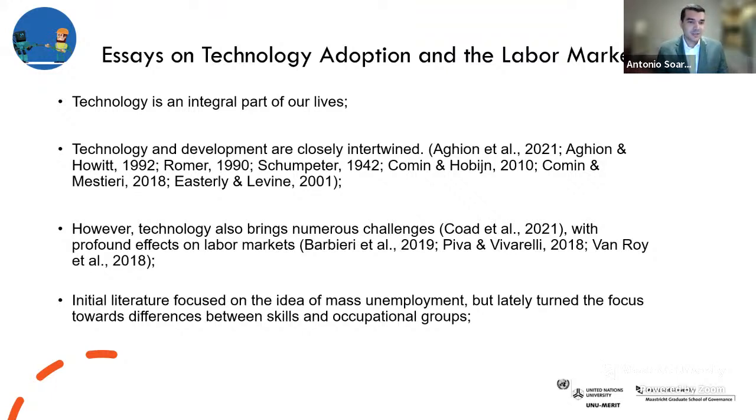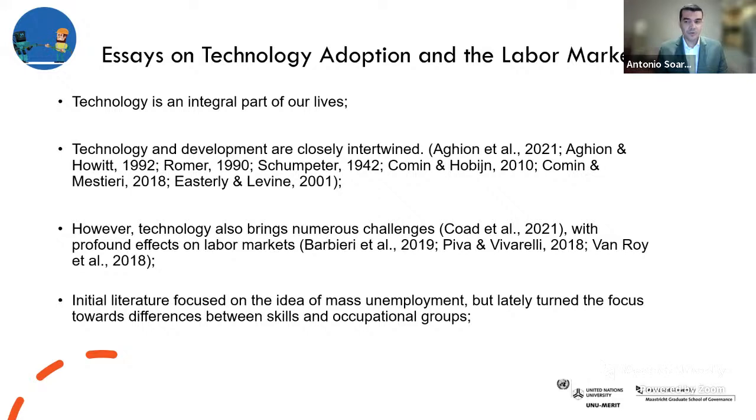In the economic literature, there exists a long literature that discusses the relationship between technology and development. At the micro level, technology adoption is associated with productivity growth at the firm level and economic development at the macro level. However, there is also a different strain of the literature that discusses the fact that technology also brings numerous challenges, environmental and political, but also profound effects on the labor markets.